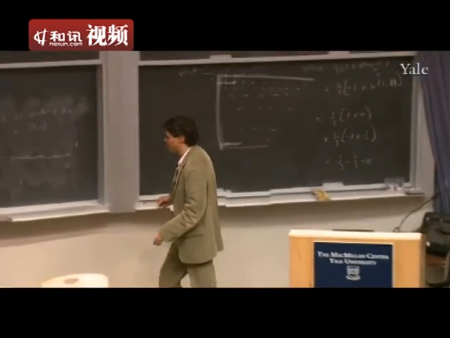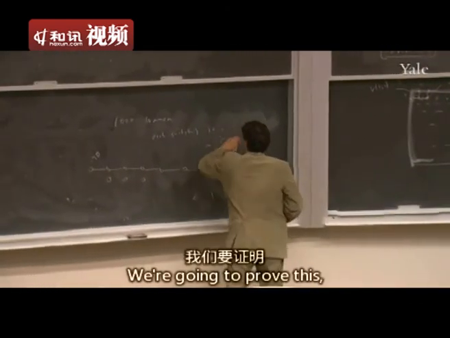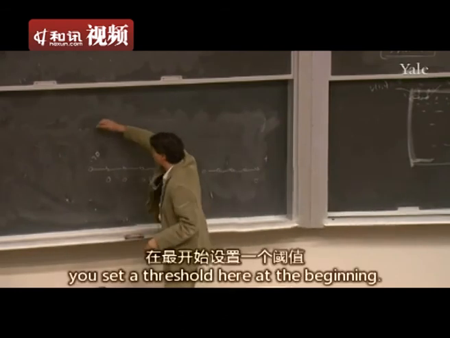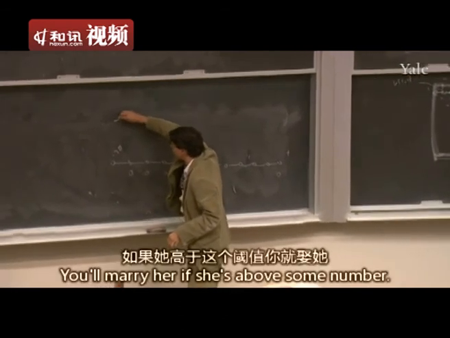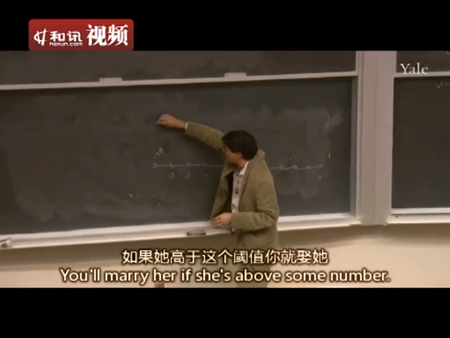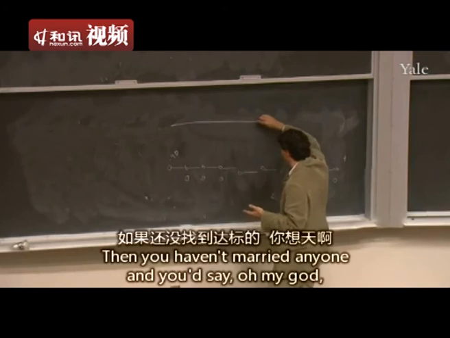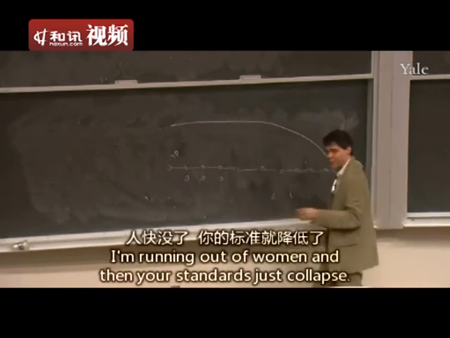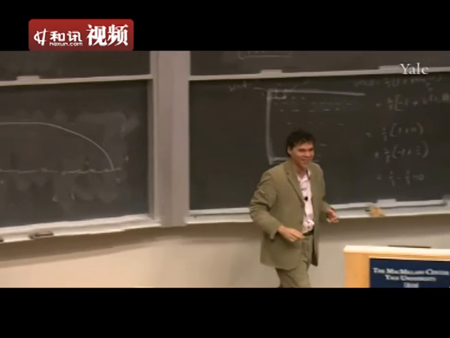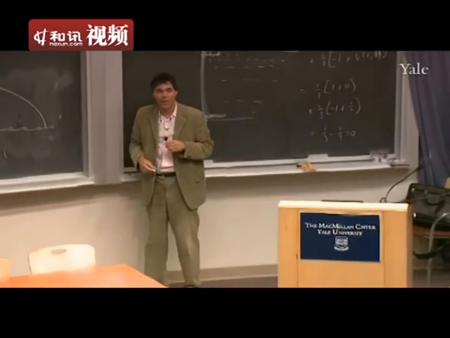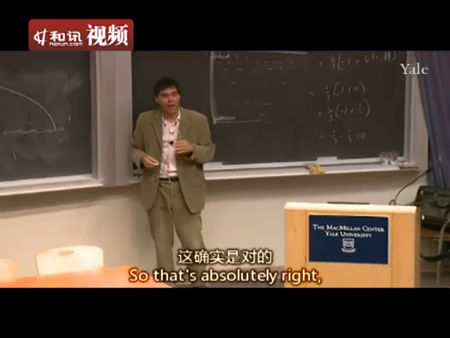Right. That is what's going to happen. We're going to prove this, but he's exactly picked. He said, you set a threshold here at the beginning. You'll marry her if she's above some number. You keep to that threshold for a while. Then you haven't married anyone. You say, oh, my God, I'm running out of women. And then your standards just collapse. Okay, so desperation sets in. That's absolutely right.